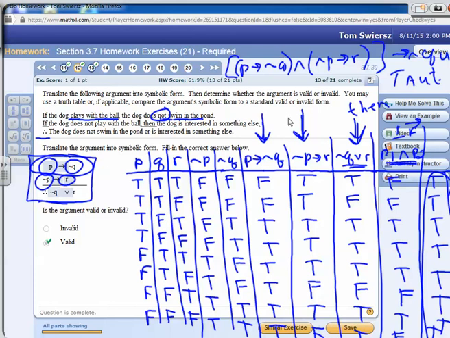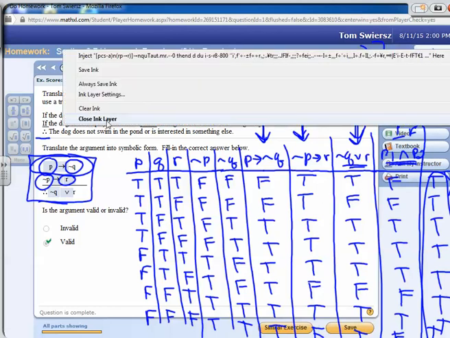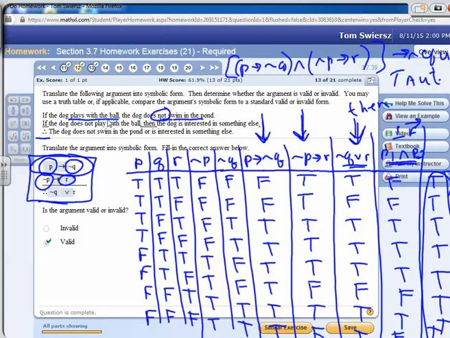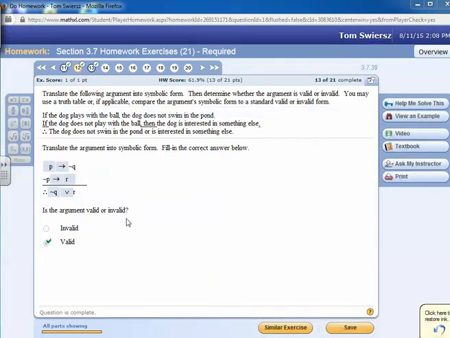Okay, kind of a long problem because we had to do 8 lines of truth tables because we had different ones there. Okay, we're going to go ahead and conclude this session. All right, we're going to conclude this session here. Again, the argument is valid.